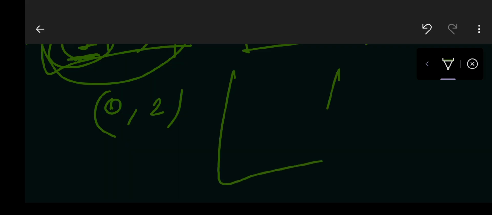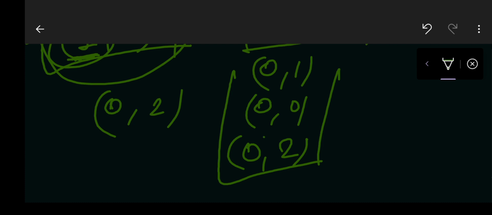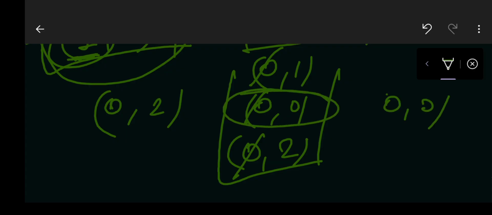Now I ask you one more question. Suppose I pass 0 comma 2, 0 comma 0, 0 comma 1. Which is the frontmost element here? Now the first element is the same, so you go and compare the second element. The second element is this, so this is the frontmost element.